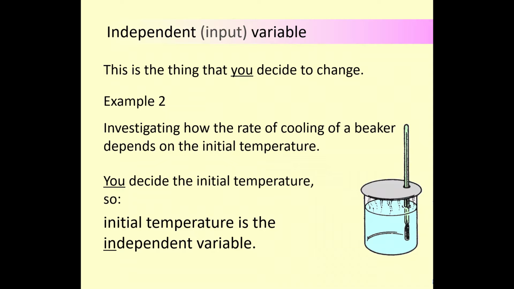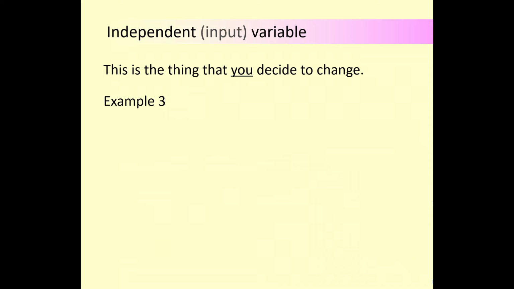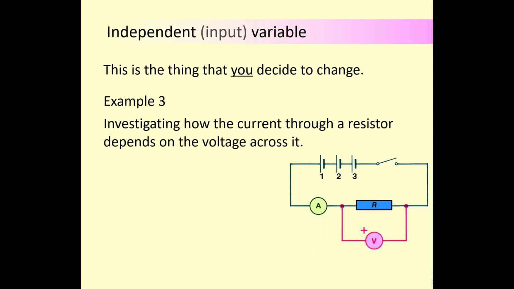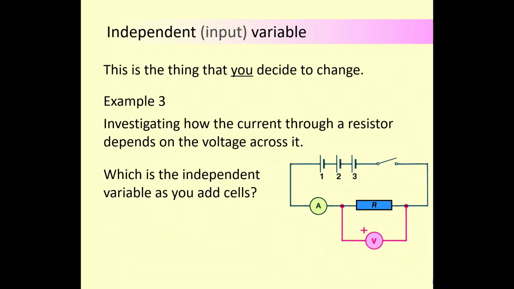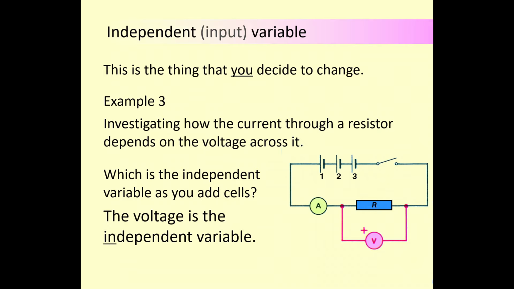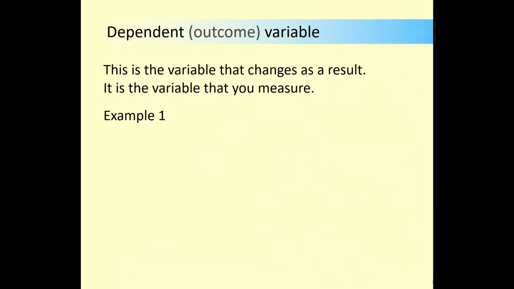Clear? If you got any question, you may write in the comment section. Let's see another example. Investigating how the current through a resistor depend on the voltage across it. So what you can change? Voltage. So what is the independent variable? The voltage is the independent variable.